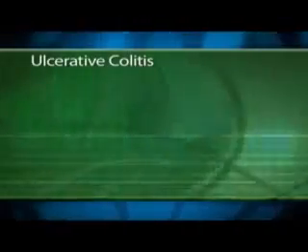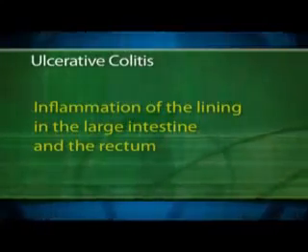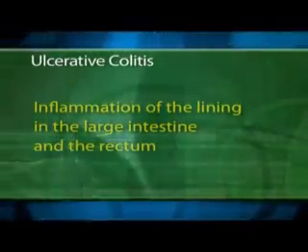In ulcerative colitis, inflammation occurs in the lining of the large intestine and the rectum. In rare cases, it may extend into the small intestine. But in most cases, however, the small intestine remains normal. There is strong evidence suggesting that dietary factors are the most probable cause for this disease. Ulcerative colitis and Crohn's disease are two common forms of IBD.